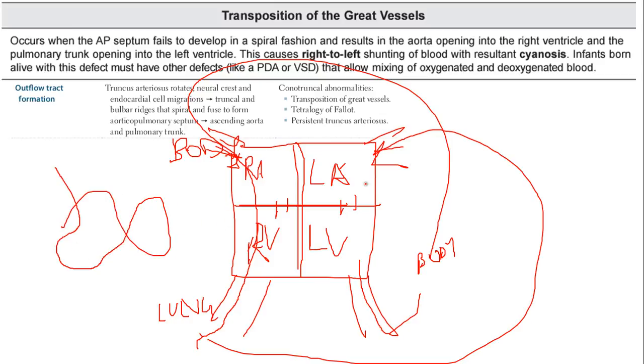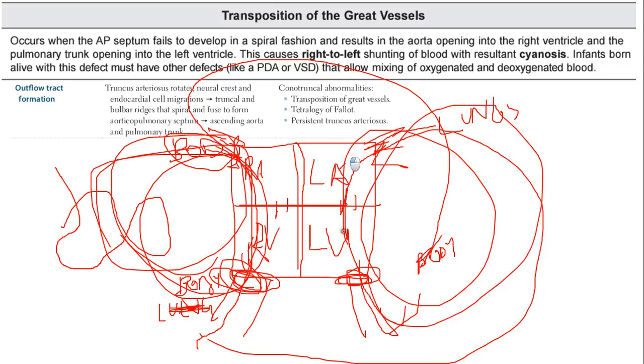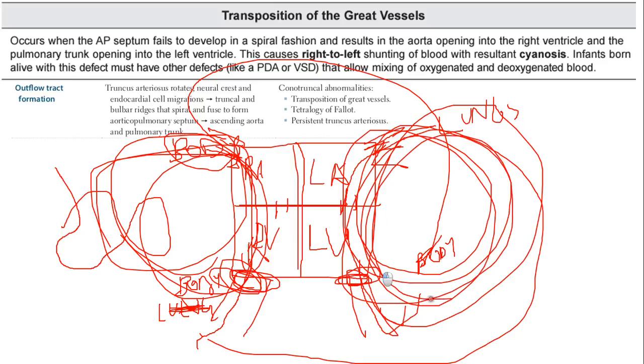So when you have a transposition of great vessels, you take this vessel here and this vessel and you swap them. What I'm saying here is that it goes from the body to the right atrium, right ventricle, to the body. Body to body, that's not good. That's just making a loop. And on this side, it goes from the lungs, down to the left atrium, left ventricle, not the body, back to the lungs, just making a loop. So this blood is always oxygenated, and this blood is never oxygenated. The person's going to die.